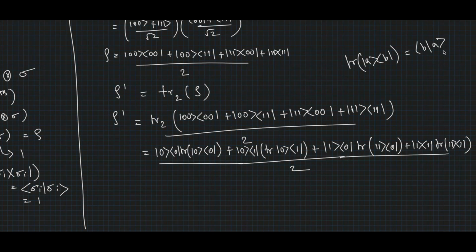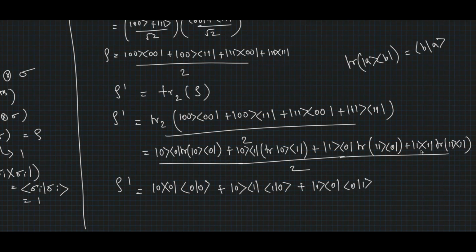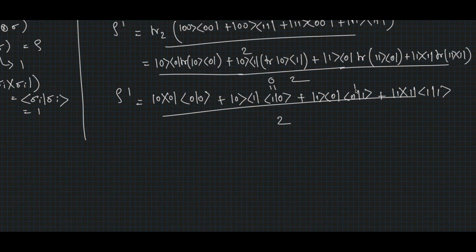the inner product <B|A>. So writing it in inner product form, we'll have rho 1 equal to |0><0| times <0|0> plus |0><1| times <1|0> plus |1><0| times <0|1> plus |1><1| times <1|1>, divided by 2. Now we know this inner product and this inner product will be 0, and these inner products would be 1. So rho 1 would be equal to (|0><0| + |1><1|) divided by 2.